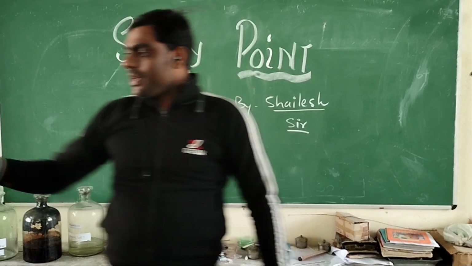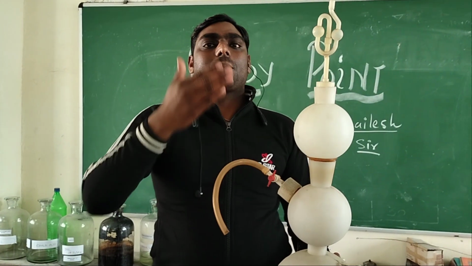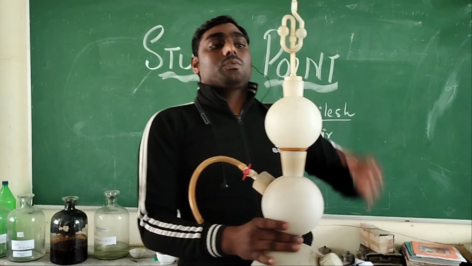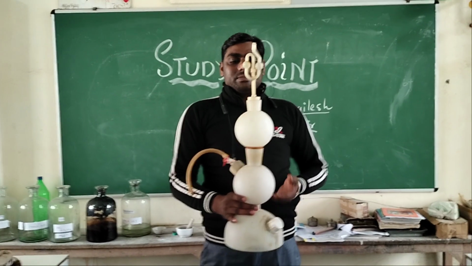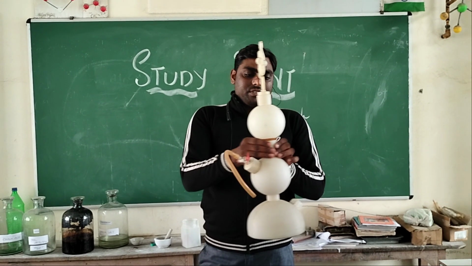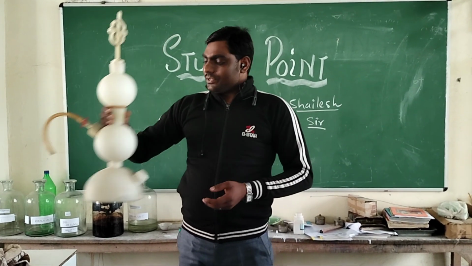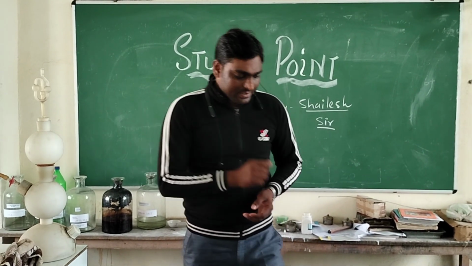Now I am going to show you another equipment. Just see. This is known as Kipps apparatus. It is used for the formation of hydrogen sulfide gas, a rotten smelling gas, used to detect different functional groups or acidic and basic radicals in the salt analysis. So for that we should use this Kipps apparatus.